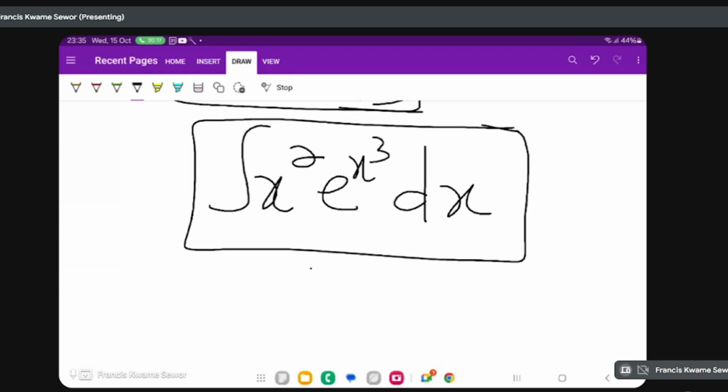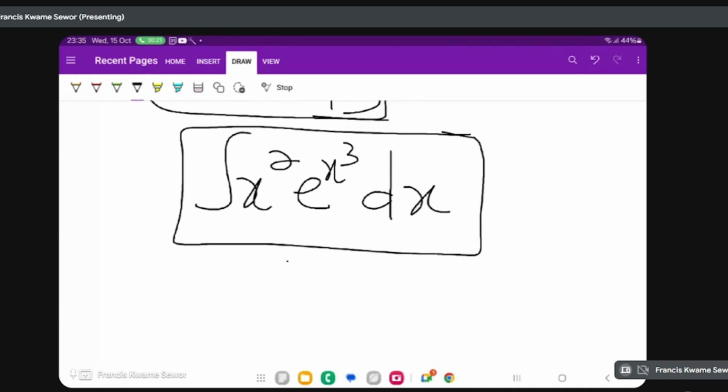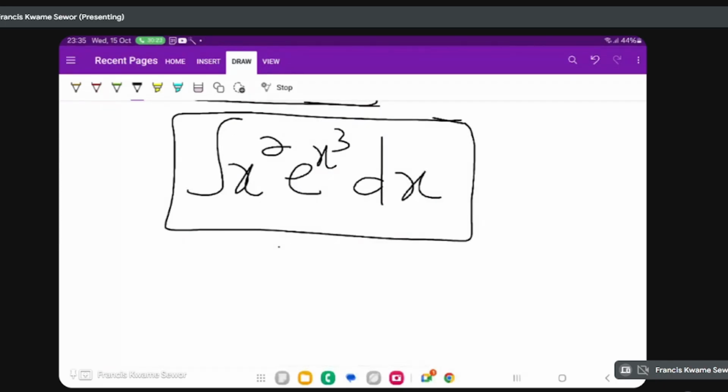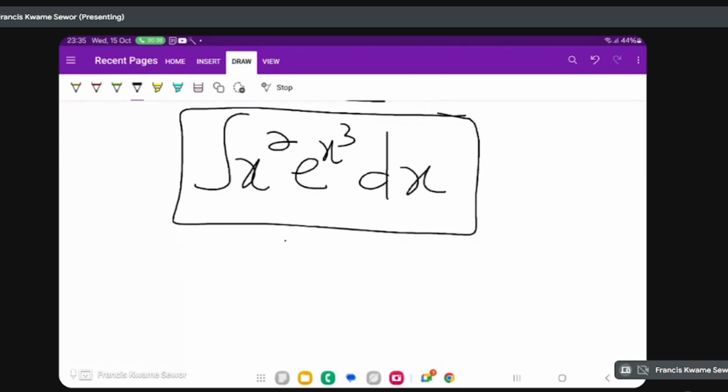I think you can use substitution. So the first check, why do you think that we can use substitution? If you differentiate the x cube, you get 3x squared. So that can cancel the x squared in front of the e out. Yes, it's true. That's how it works. I hope you are seeing the trend now.